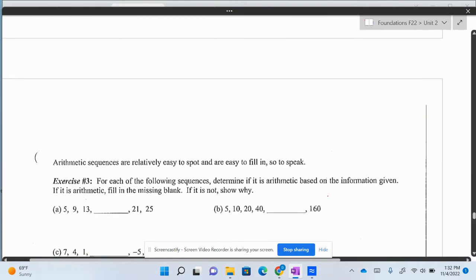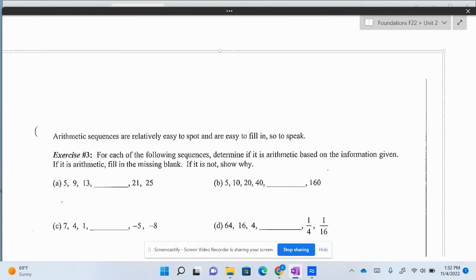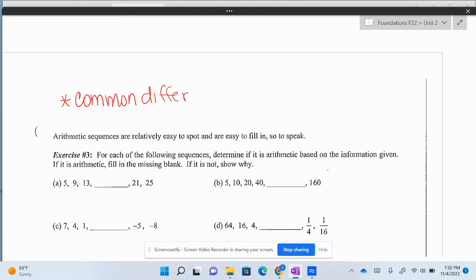All right. An arithmetic sequence is easy to spot because it has what's called a common difference. The common difference is represented with the lowercase, cursive script d. And that's the same thing as what I said before. You add or subtract the same amount each time.